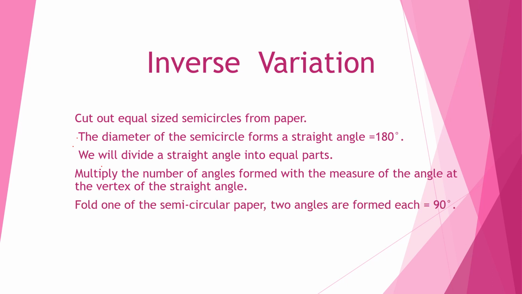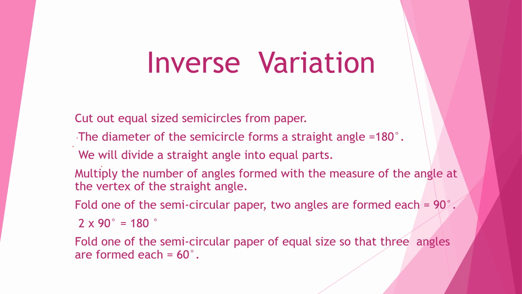Let us now consider a particular case. We fold one of the semicircular paper. When we fold, two angles are formed and each angle will be equal to 90 degrees. Now 2 multiplied by 90 degrees is equal to 180 degrees. Two angles are formed and the measure of the angle is 90 degrees.